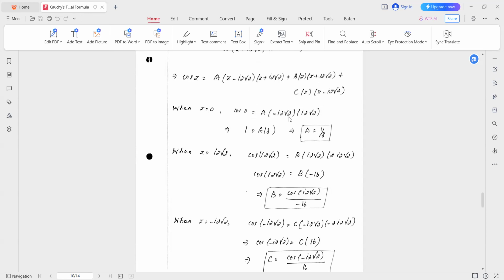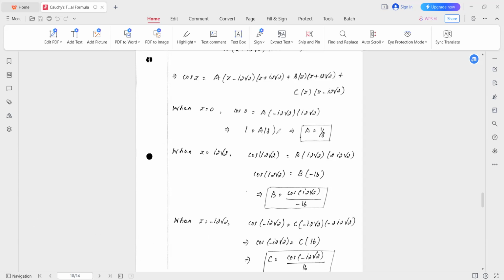When z equals 0, cos 0 equals A into minus i2 root 2 into i2 root 2, which is equal to 8. The value of cos 0 is 1. Therefore, A is equal to 1 by 8. When z equals i2 root 2, A and C will vanish. So cos of i2 root 2 is equal to B into i2 root 2 into 2i root 2, because i2 root 2 plus i2 root 2 is 2 times i2 root 2. Simplifying this, we get B. Note that i square equals minus 1, so that's what we get here. Therefore B is equal to this one. When we substitute z equal to minus i2 root 2, we get C equal to this.